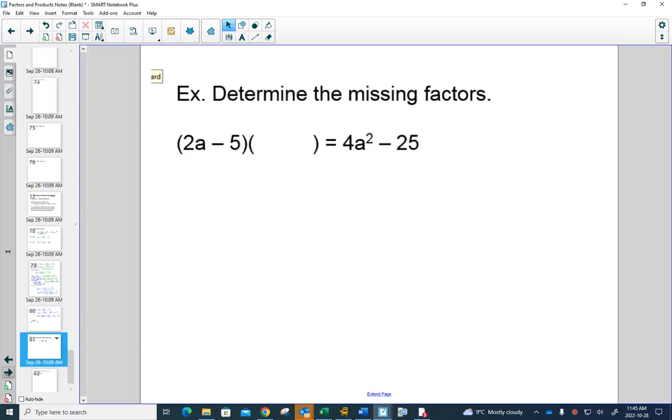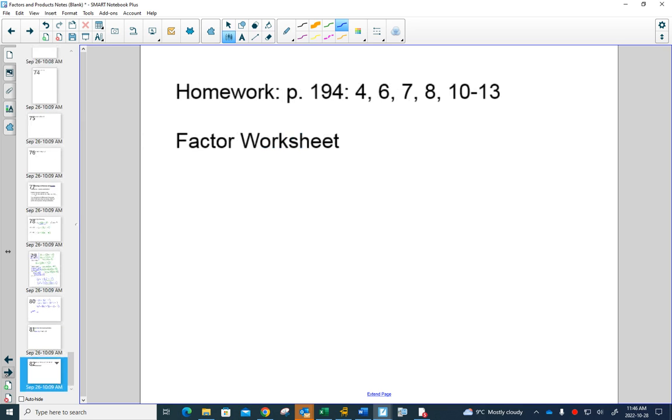Okay, what's missing? If this was the answer, and the answer is a difference of squares, 2a minus 5, 2a plus 5. Excellent. And look at this. We're done.